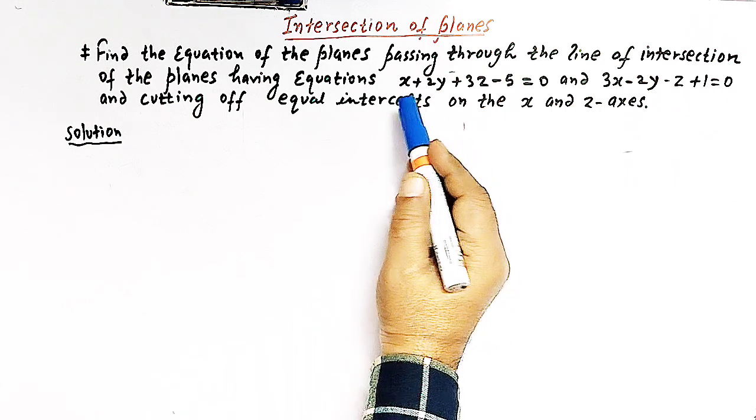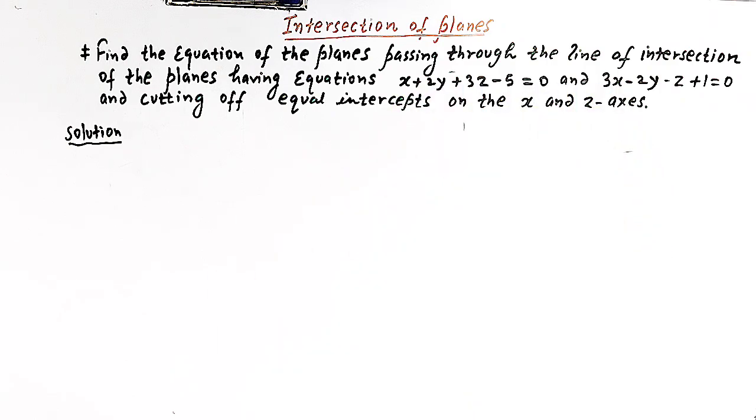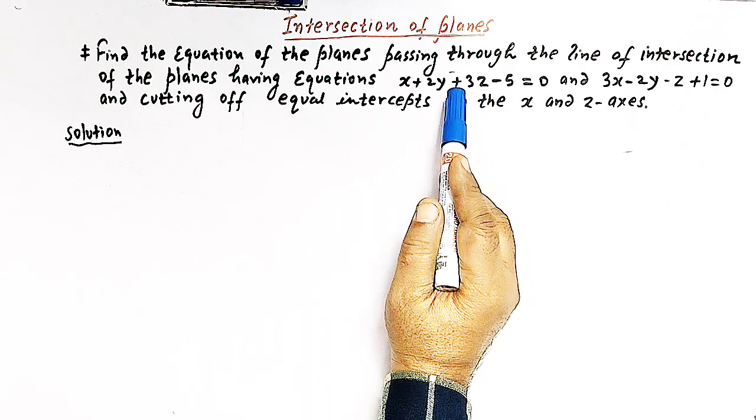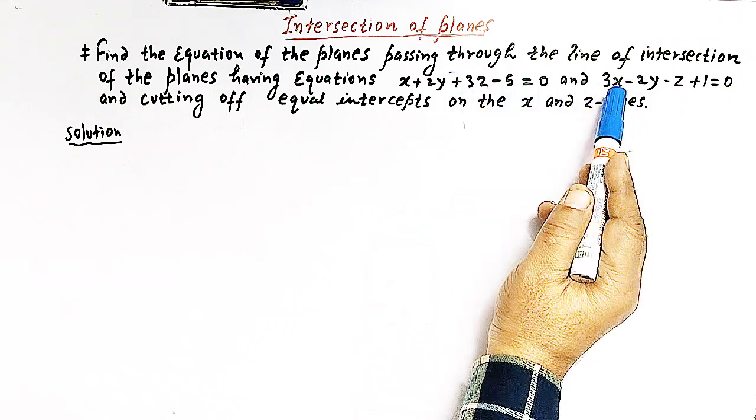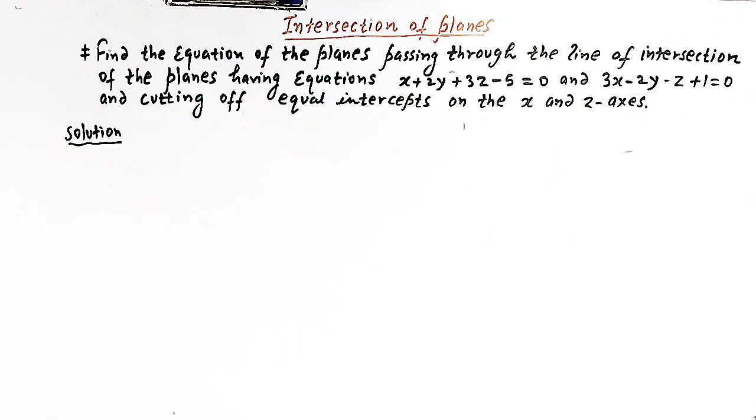So here we are given the equations of two planes, and we have to find out the equation of the planes passing through the line of intersection of these two planes and cutting off equal intercepts on the x and z axis. So here we'll solve this problem using the concept of intercept form of the equation of a plane. So let us start.